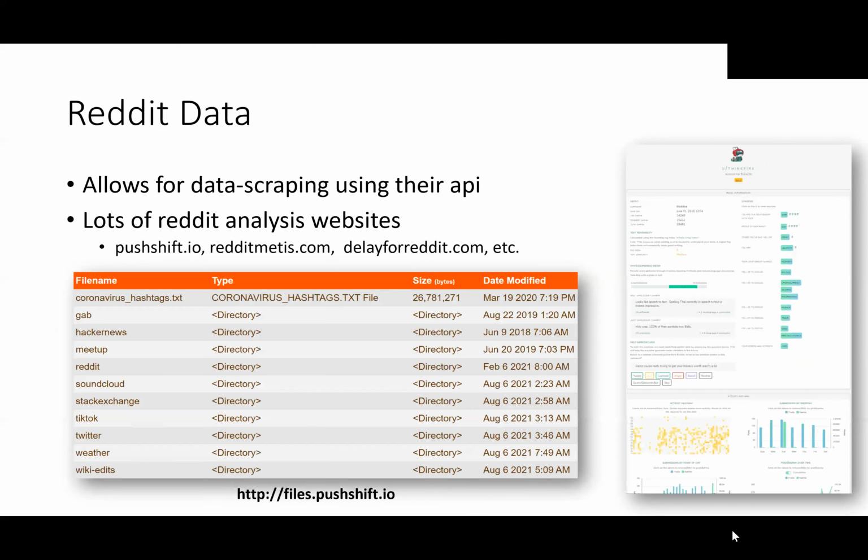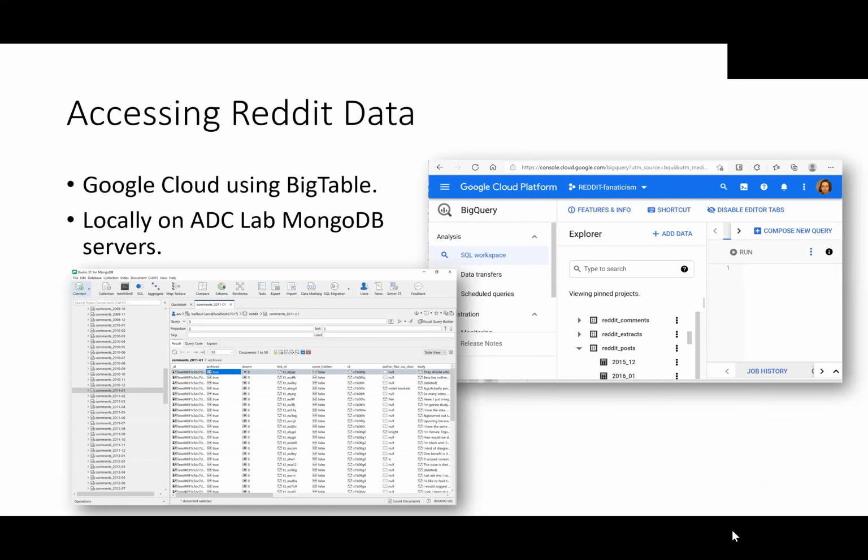So how do we access this data? I think there are two good ways of accessing and analyzing the Reddit data. One of them is through Google Cloud. They have something called Bigtable, and again, PushShift.io uploaded all the data, so you can access it. The only issue with this is it costs money to access the data. So if you're doing it all the time, it's not always worth it.